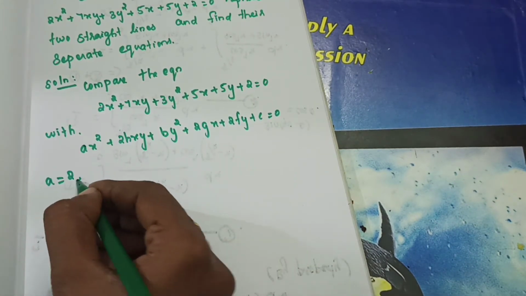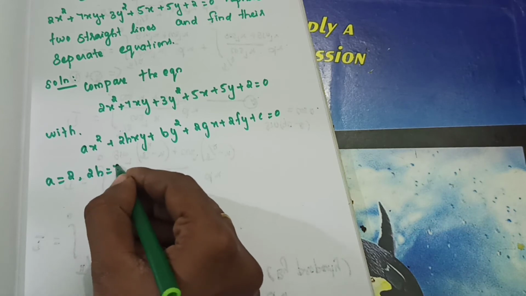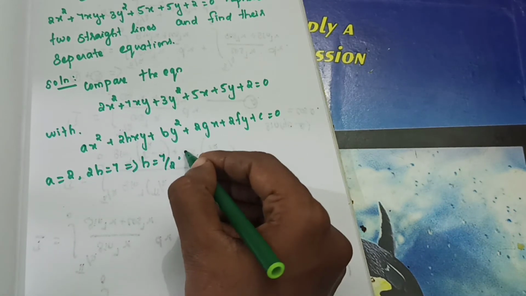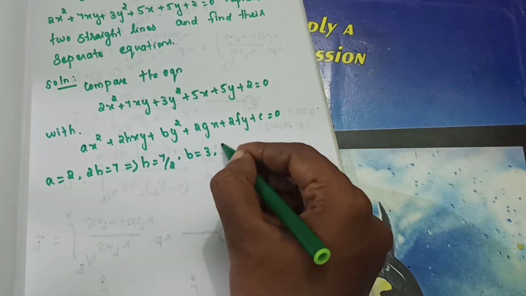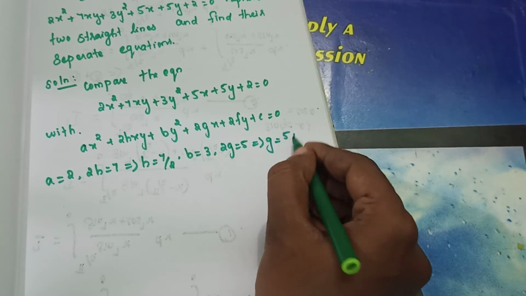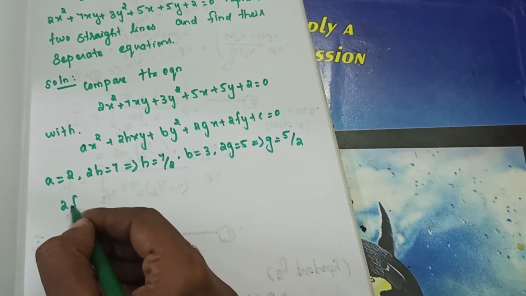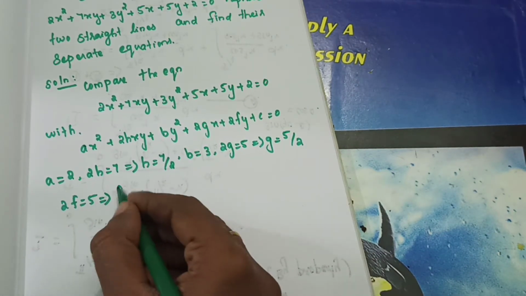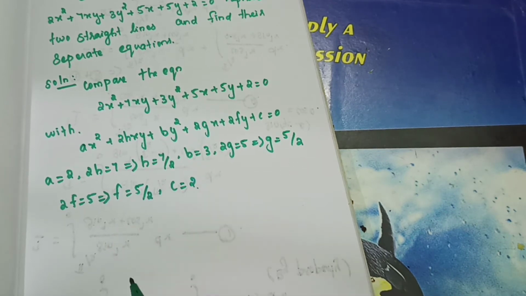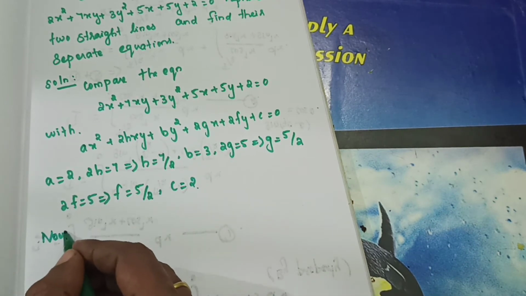A equal to 2, 2h is equal to 7, from that h is equal to 7 by 2, then b equal to 3, then 2g equal to 5, from that g equal to 5 by 2, then 2f is equal to 5, from there f is equal to 5 by 2, c equal to 2. I have found out all the values. Now I am using the determinant method.